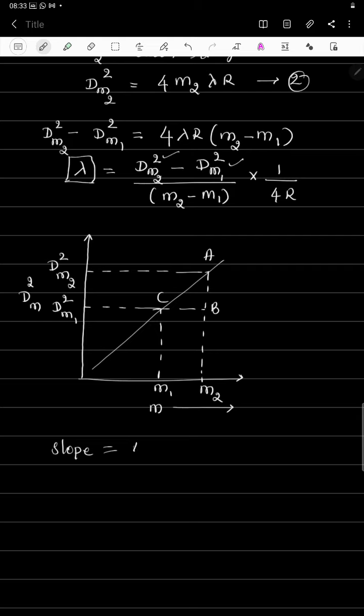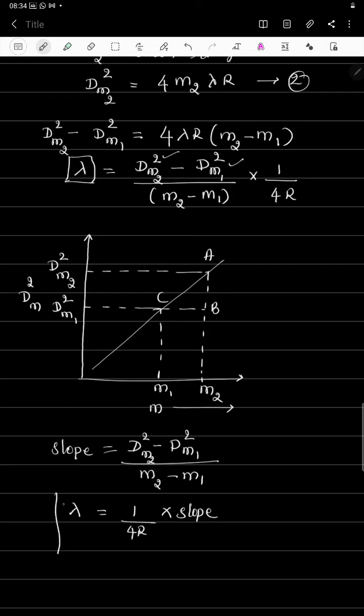So this AB is dm2 square minus dm1 square, divided by m2 minus m1, the distance PC. Then this slope value I will substitute in the above equation. So the expression for the wavelength of light becomes lambda is equal to 1 divided by 4r, which is constant for the given plano-convex lens, into the slope of the graph of dm square versus m. This is how to find out the wavelength of light using Newton's ring experiment.